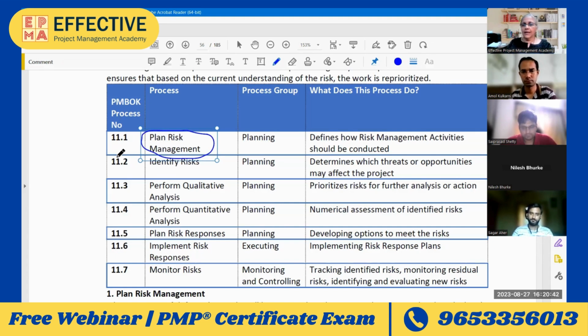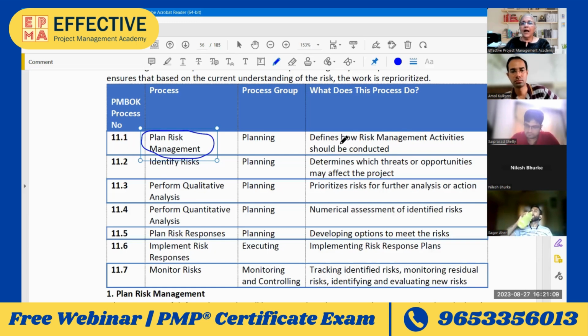In both the cases, the first process was plan something. Communication management, it was plan communication management. In risk management, it was plan risk management. So it's always there. Usually, there are only 2 knowledge areas where this doesn't hold good. We'll talk about that separately. So plan risk management, what is this process about?